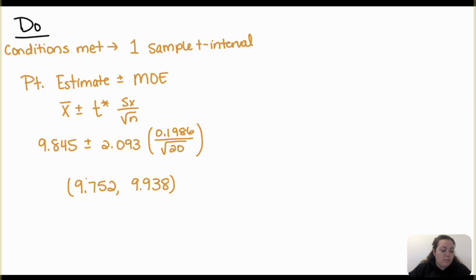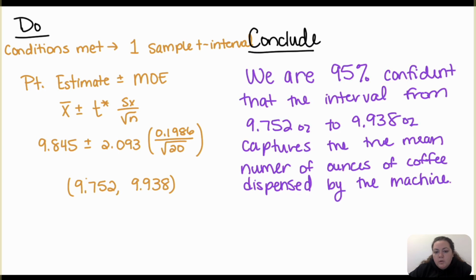Okay, and then when we put this into our calculator and calculate that out, we get this interval, 9.752 to 9.938. So, conclude. We are 95% confident that the interval from 9.752 to 9.938 ounces captures the true mean number of ounces of coffee dispensed by the machine.